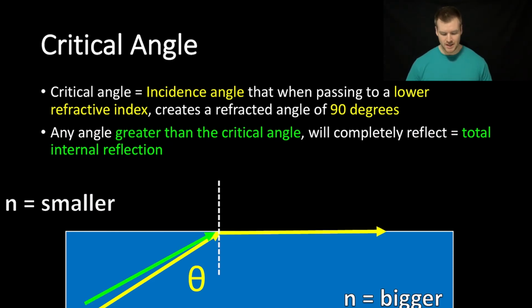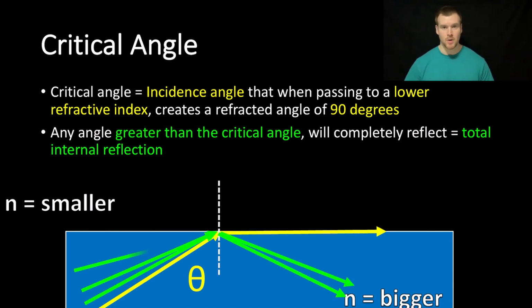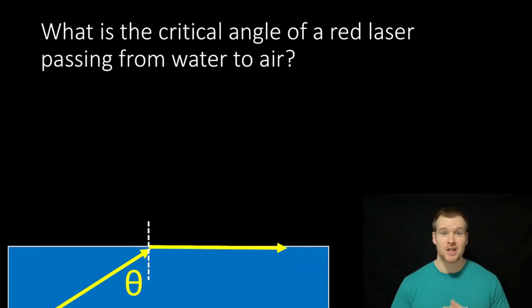So I'll draw that with some green lines. We have one slightly bigger, it's going to reflect. A little bit bigger, it's going to reflect, and all of these angles greater than the critical angle are total internal reflection. So let's try an example question that says, what is the critical angle of a red laser passing from water into air? Pretty much what we've been talking about here.